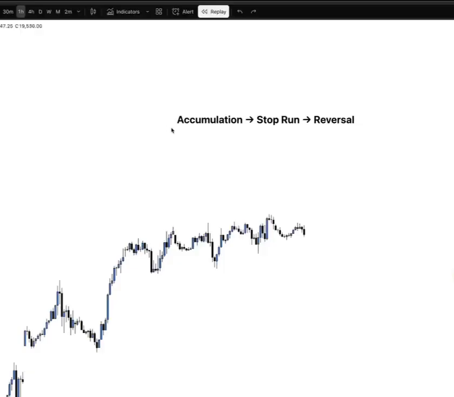The Power of 3 is very simple. It states that the market moves from accumulation to stop runs and reversals. Now, if you look right here, we have this accumulation, aka a consolidation. So if we're bullish, what we expect is a stop run. And if we're bullish, we're going to expect lows to get run.